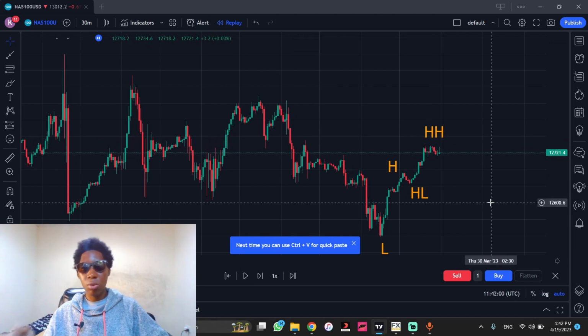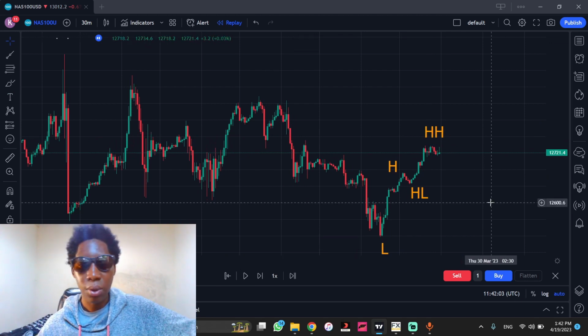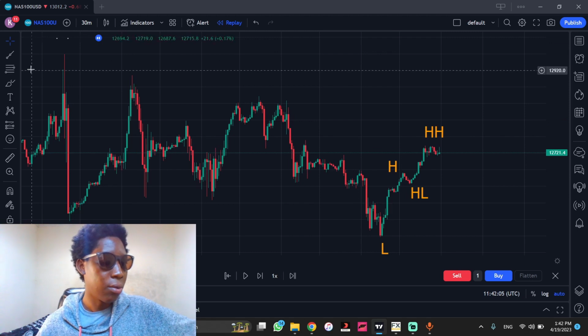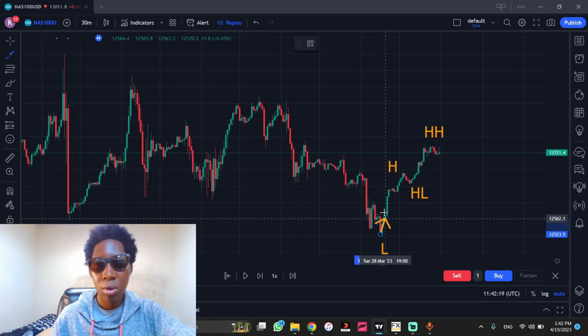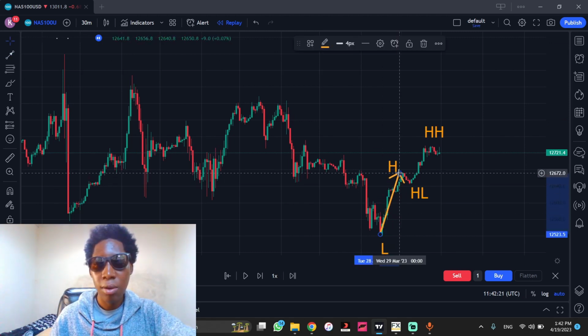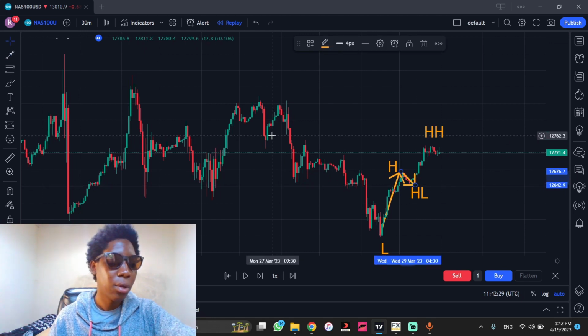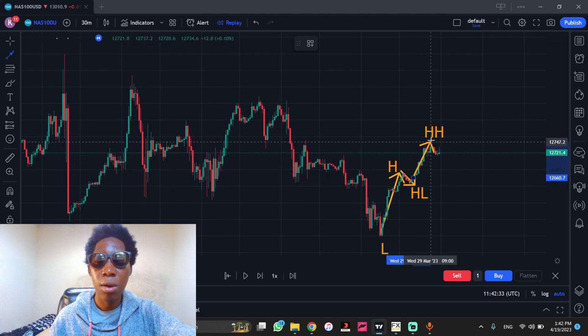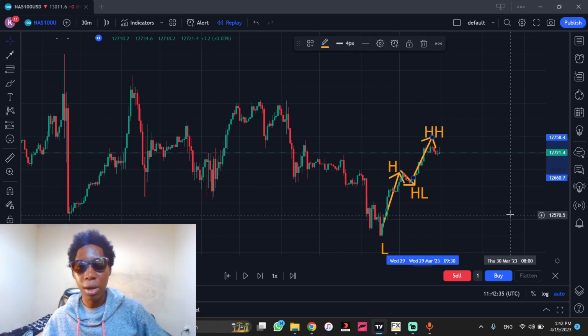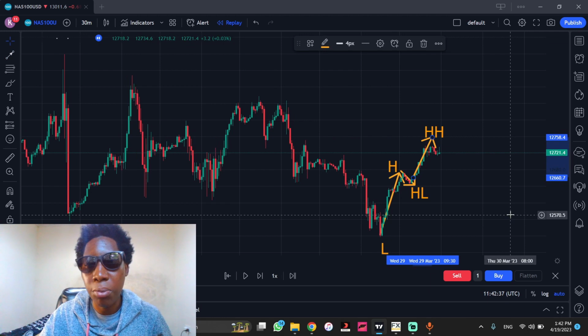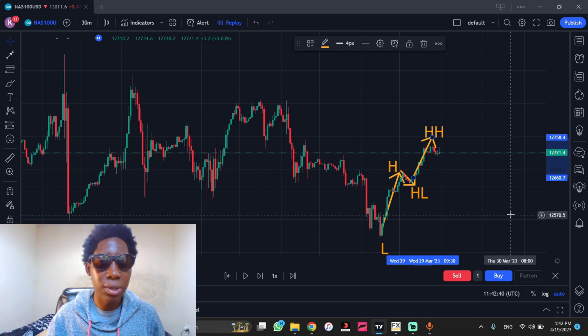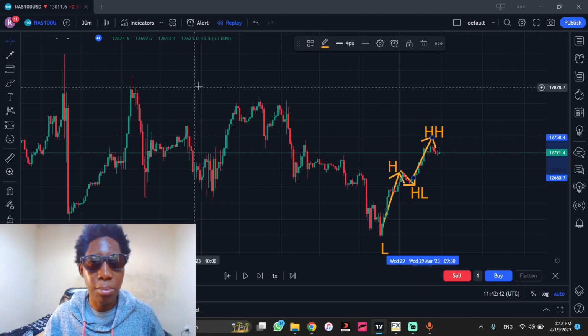Let me try to connect these points so that you can understand better. So I'm going to pull up this. From here to here, that's my high. From here to here, higher low, and then from here to here, higher high. Okay, we now get what I'm trying to say. That's an uptrend forming up.